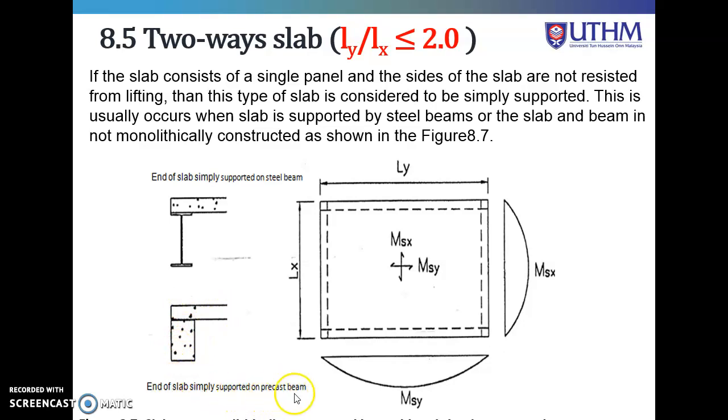End of the slab simply supported on the precast beam. Maksudnya this is the precast beam. So this is our slab. So these two we consider as a simply supported beam. Okay, maksudnya dia just letak je dia punya floor on the beam. This one is the steel beam and this one is the precast beam. So maksudnya kat sini akan ada movement dalam shorter span and also movement in the longer span.